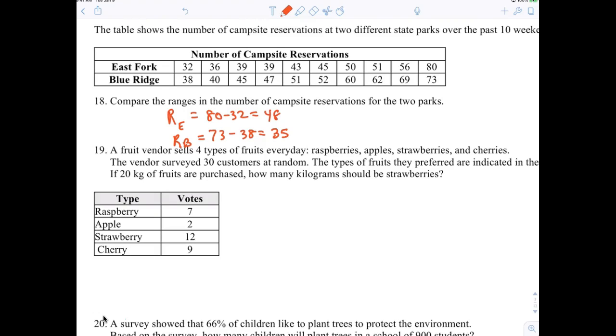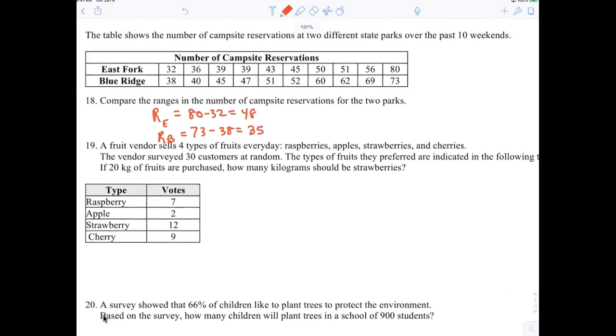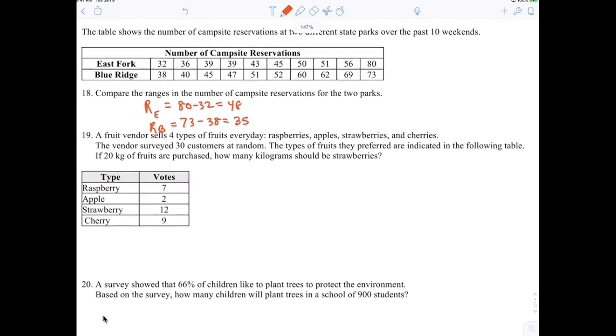All right, let's take a look at 19 now. It says a fruit vendor sells 4 types of fruits: raspberries, apples, strawberries, and cherries. The vendor surveyed 30 customers. The types of fruits that they preferred are indicated in the following table. If 20 kilograms of fruit are purchased, how many should be strawberries?